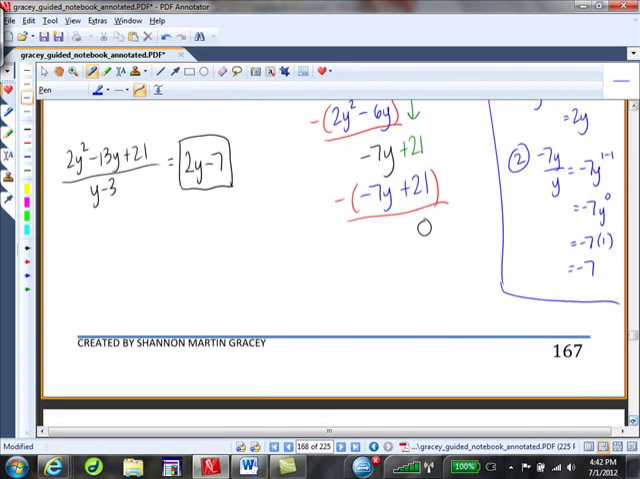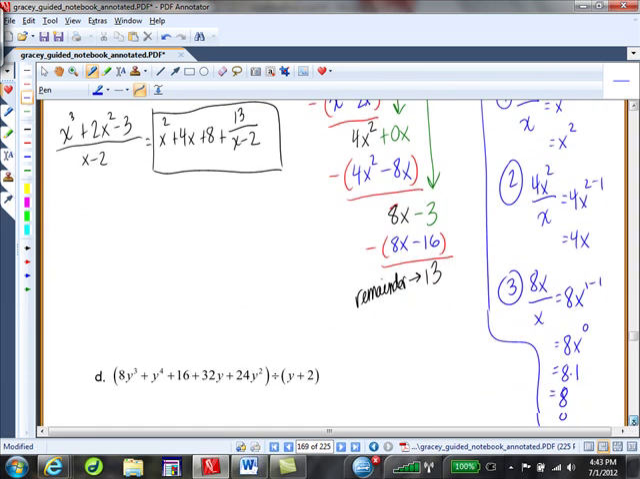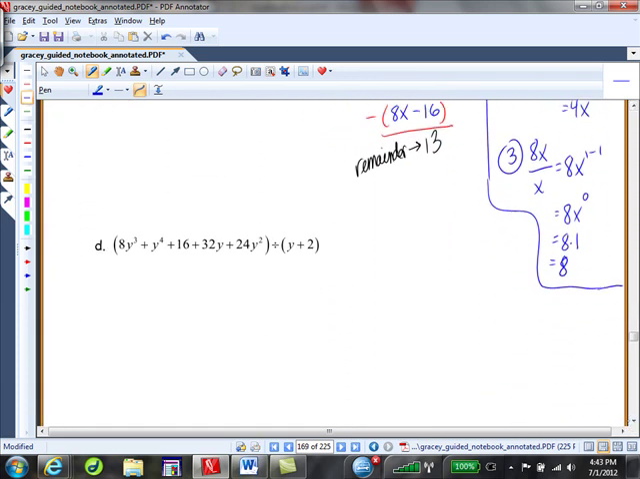Okay. All right, let's see how this next one goes. Okay, we have to be a bit careful here. Notice that I don't think there are any terms missing, but they're not in order. So when we're putting everything in our box, we need to write them in descending order.